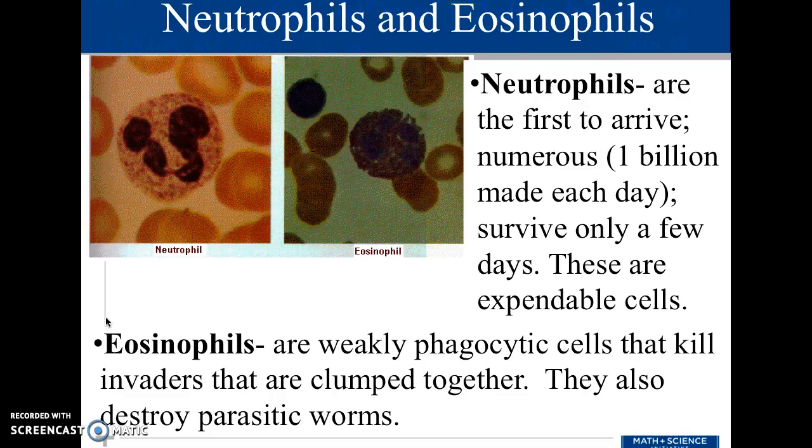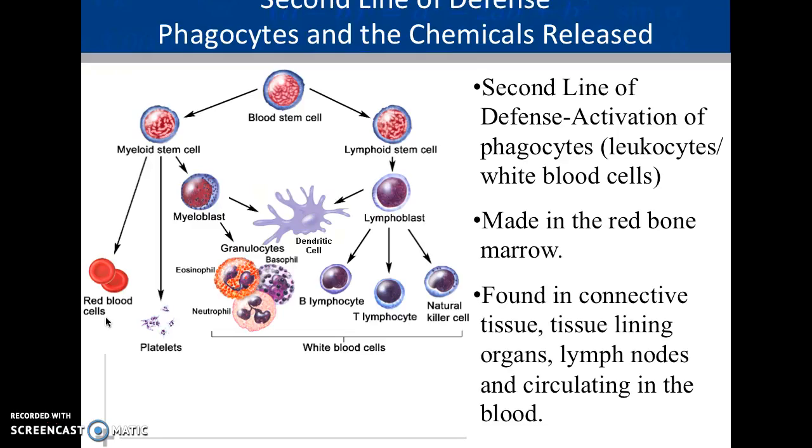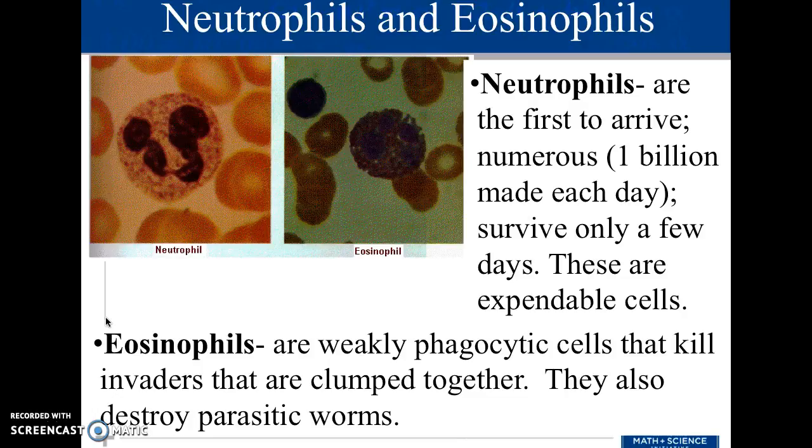When we're talking about leukocytes, if we look back, we see that leukocytes are on the very far left of the white blood cells. The B and T cells are actually part of adaptive immunity, so just our neutrophils, basophils, and eosinophils are the innate immunity portion. When there is some sort of invasion, so it gets past the barrier, the neutrophils are the first to arrive. They're very numerous. Billions of them are made each day, and they only survive a few days, and then they die, and then it is repopulated.